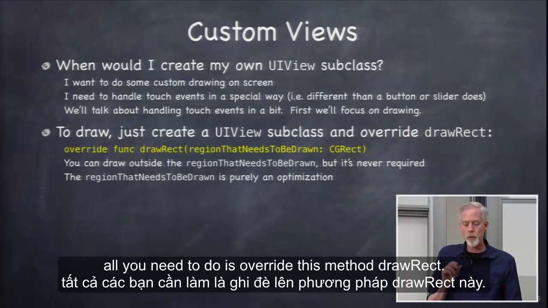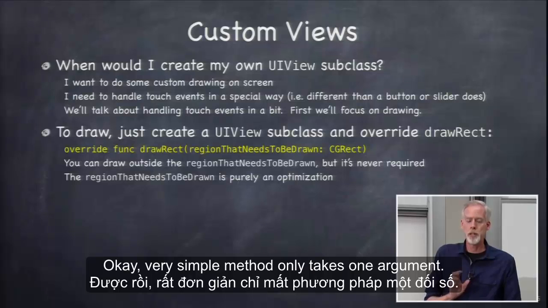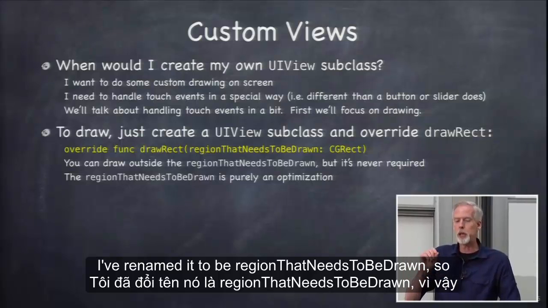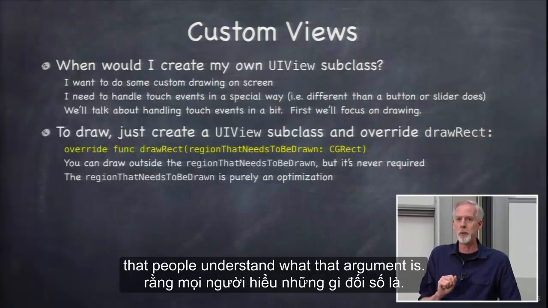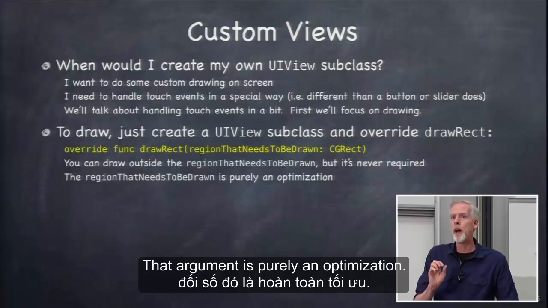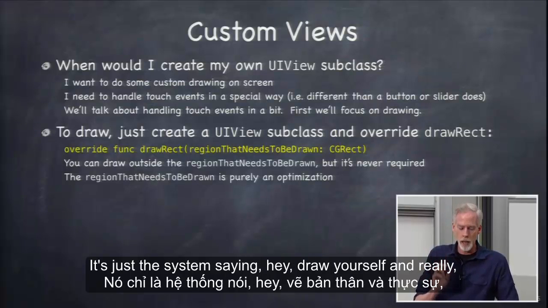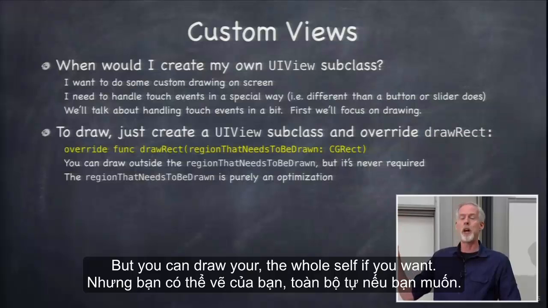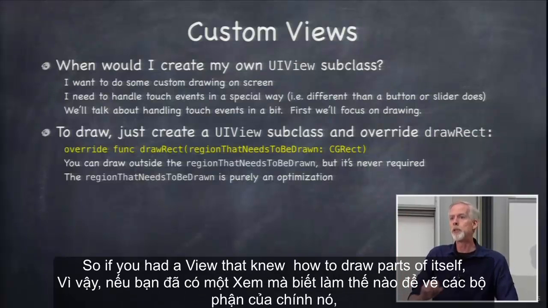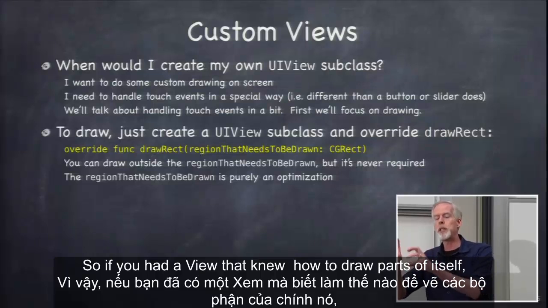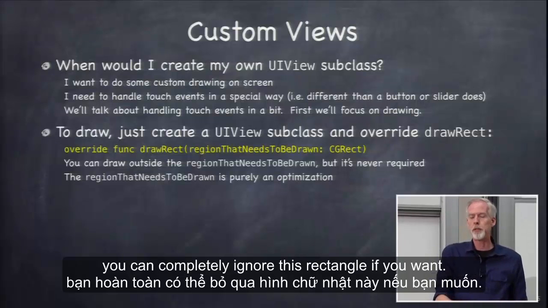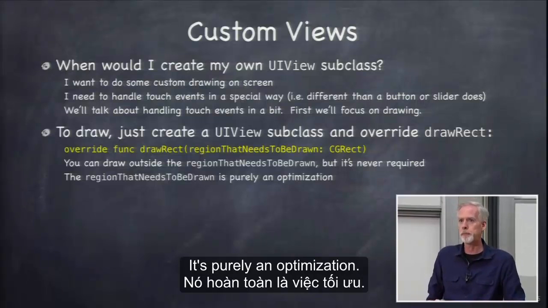To draw in your UIView, all you need to do is override this method drawRect. Very simple method, only takes one argument. In the code, it's actually called rect, but I've renamed it to be region that needs to be drawn so that people understand what that argument is. That argument is purely an optimization. It's just the system saying, hey, draw yourself, and really I only care about this rectangle of you. You can draw the whole self if you want, but this is the only rectangle I really care about. So if you had a view that knew how to draw parts of itself, then it could only draw the part that's in this rectangle. But you can completely ignore this rectangle if you want. It's purely an optimization.